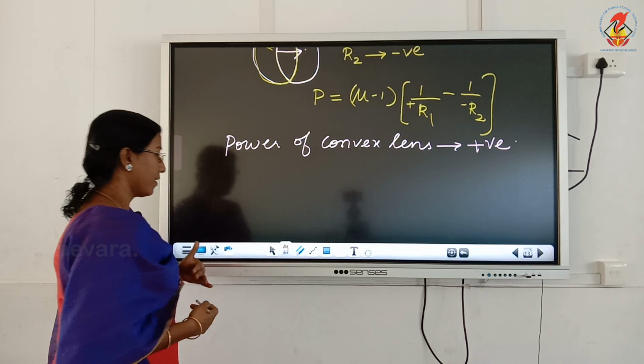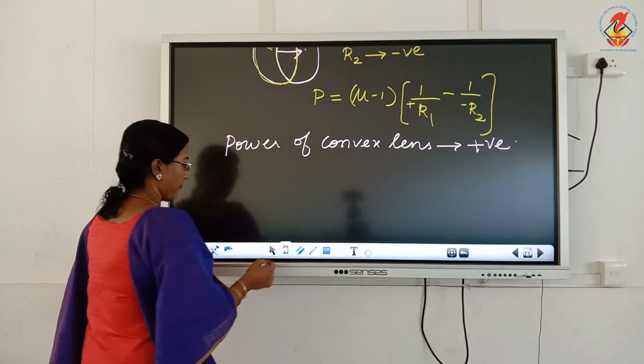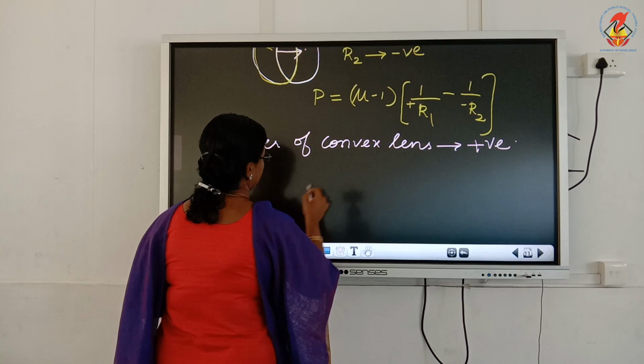Now let us see what the case is for a concave lens. Imagine you have a concave lens.